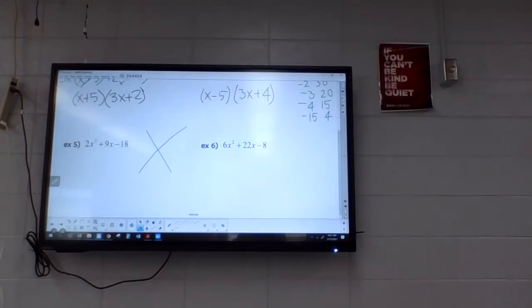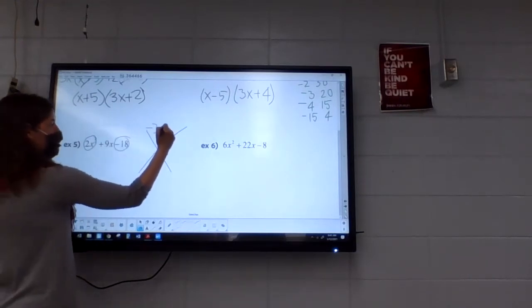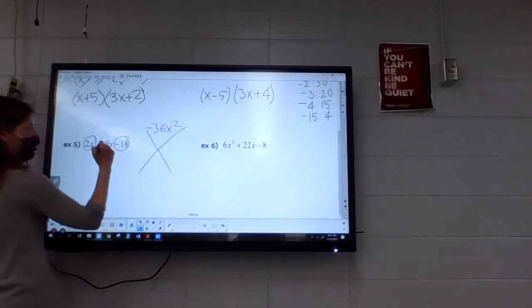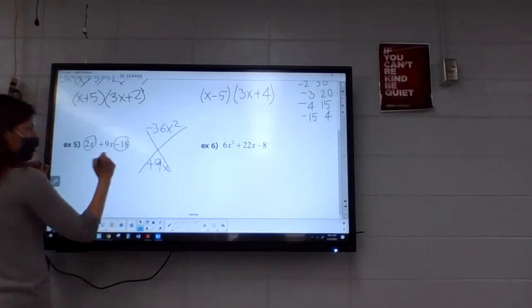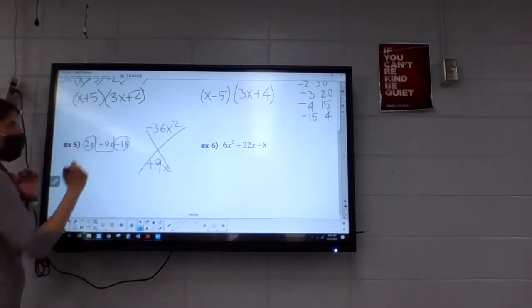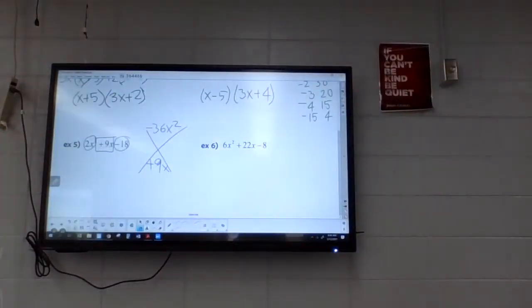Remember, you're multiplying those first and last together. And then that other one goes on the bottom. So you're trying to multiply to negative 36, but then add to positive 9. Give you guys a little bit of time to try to figure that out.